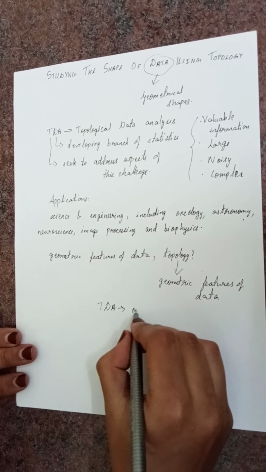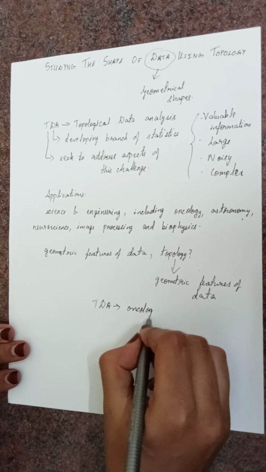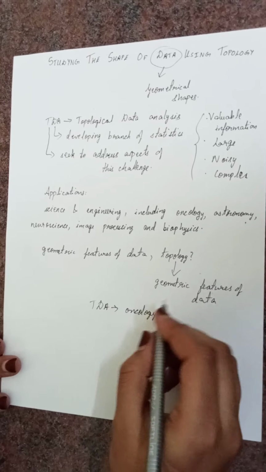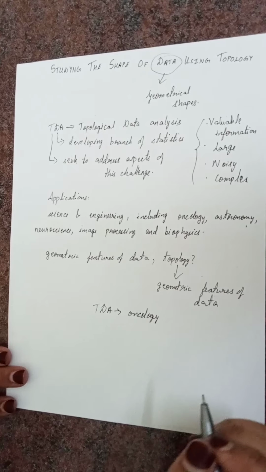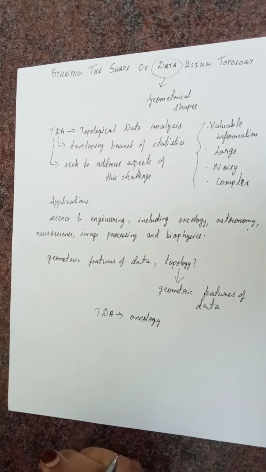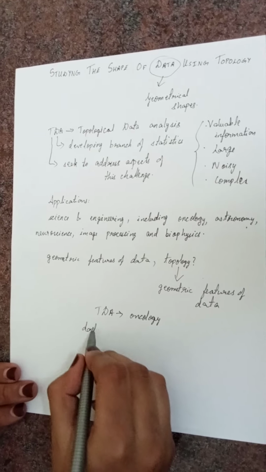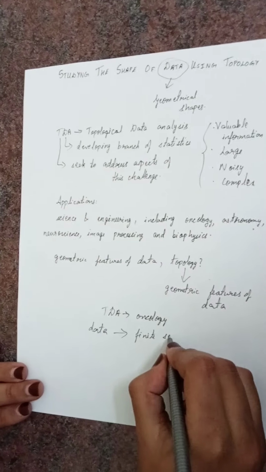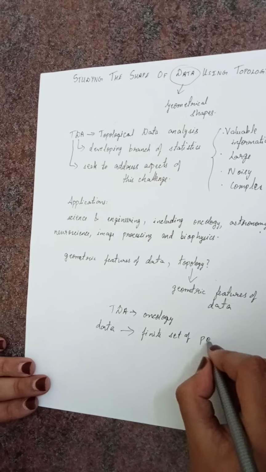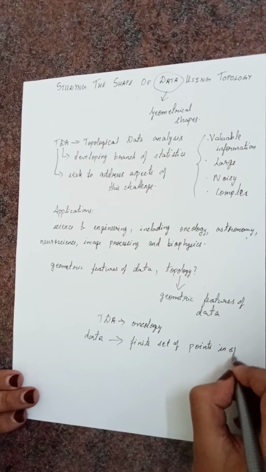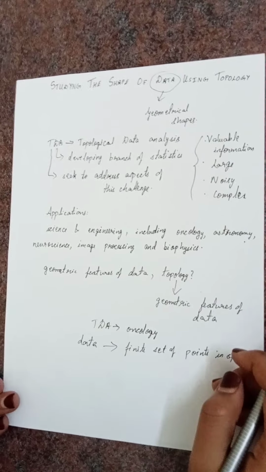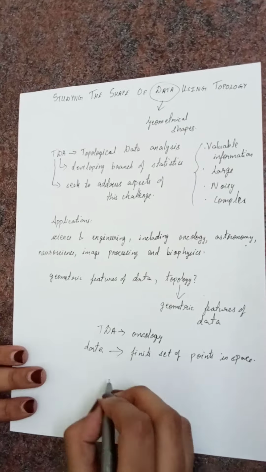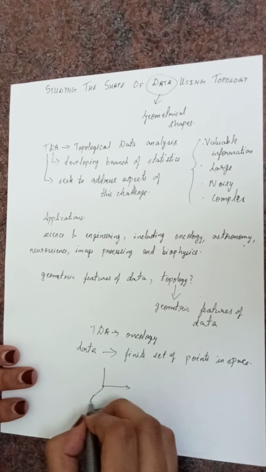to oncology, where the insight into the geometric features of data offered by TDA led researchers to discover a new subtype of breast cancer. So now, when I say data, I simply mean a finite set of points in space. In general, the space in which our points lie can have many dimensions. But for now, we are just considering either 3D or 2D.